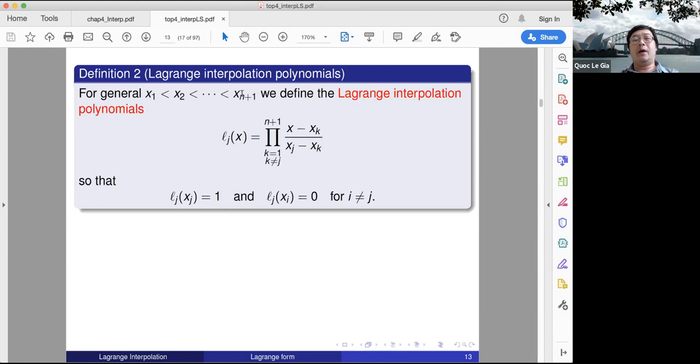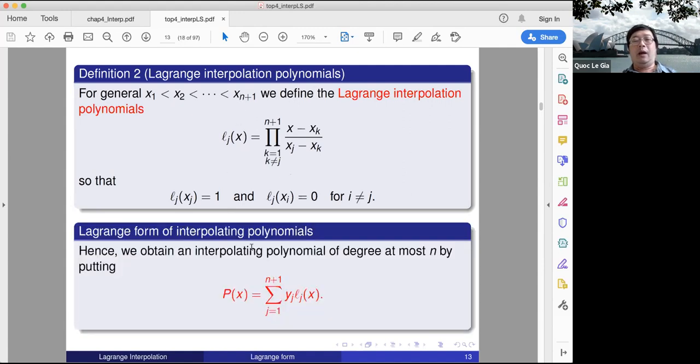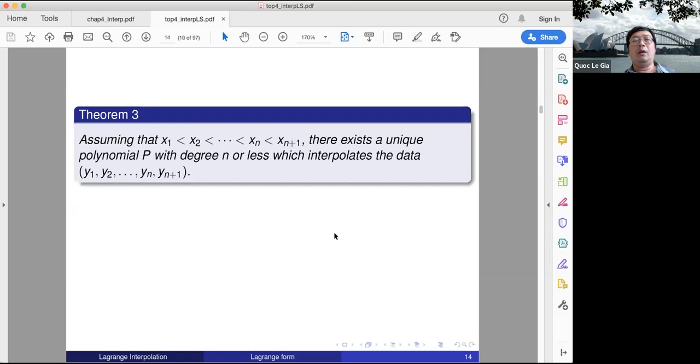n is the degree of the polynomial. So for a cubic, n equals 3, and you have 4 points. Your interpolating polynomial is of this form: yj Lj, where yj is the data point at xj, multiplied by Lj. So now the claim, or the theorem, is: if you give me x1 up to xn plus 1, and all of the points are different, I assume that I can order the points, so this one is strictly less than the next.